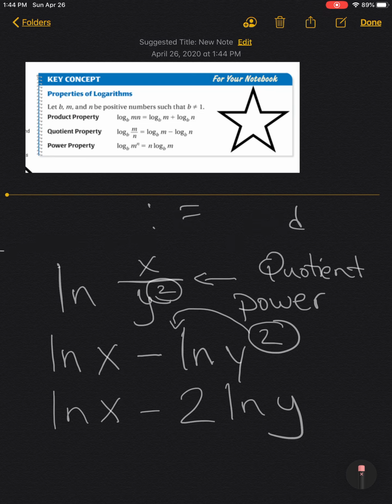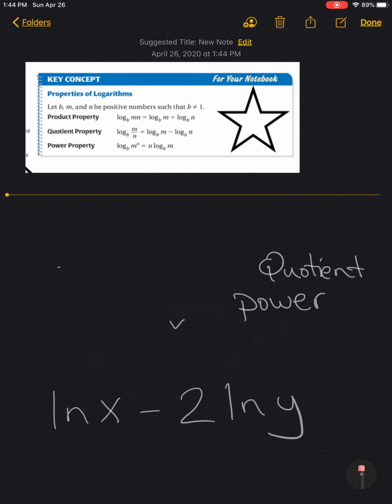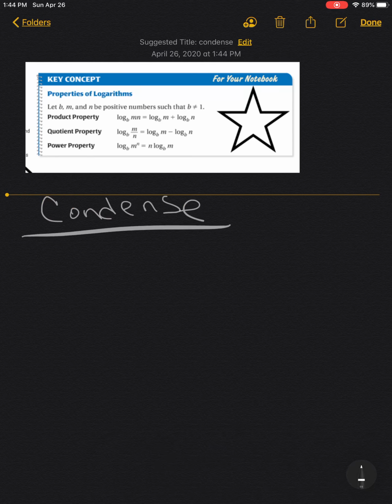All right, now that is concept 1 of this video. Concept 2, we're going to be learning how to do the opposite. Now we're going to take a problem that is long and we are going to make it shorter. So we are going to go from an expanded expression to a condensed expression. What I just showed you in the first part of the video was how to expand. Now I'm going to show you how to condense.